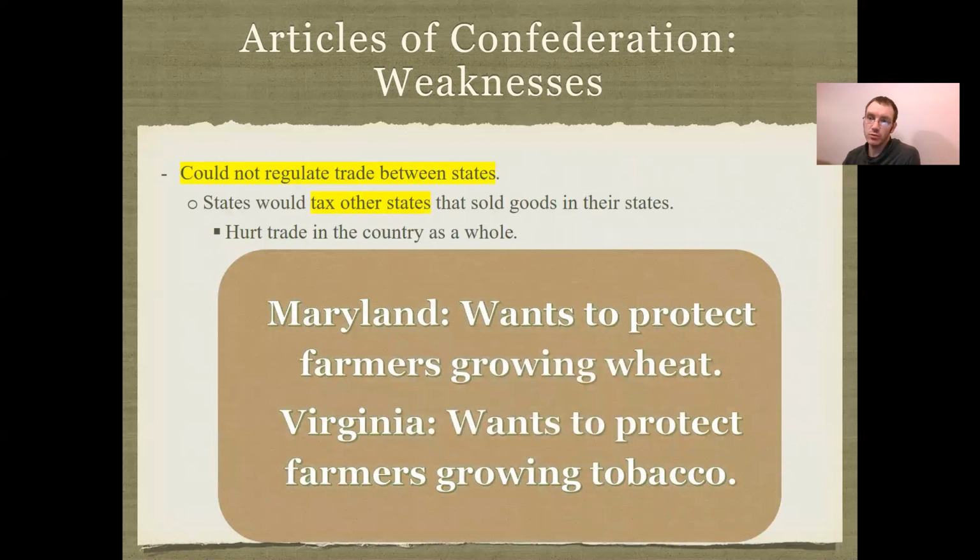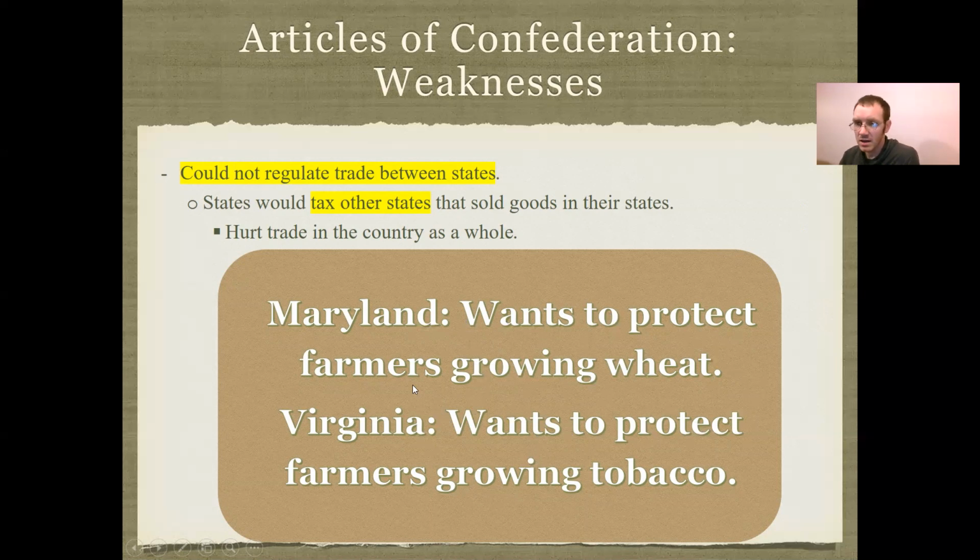Imagine that Maryland makes wheat and they want to protect their wheat farmers. In Virginia, farmers grow cotton or tobacco, and they want to protect their tobacco farmers. Well, there are some Maryland farmers that also grow tobacco. So if the farmers in Maryland try to sell their tobacco in Virginia, Virginia puts a tax on it. So maybe Virginia farmers are selling tobacco for $5 and Maryland farmers are selling it for $4. Well, Virginia puts a $2 tax on the Maryland farmers, so their tobacco costs more. And then people buy Virginia tobacco.